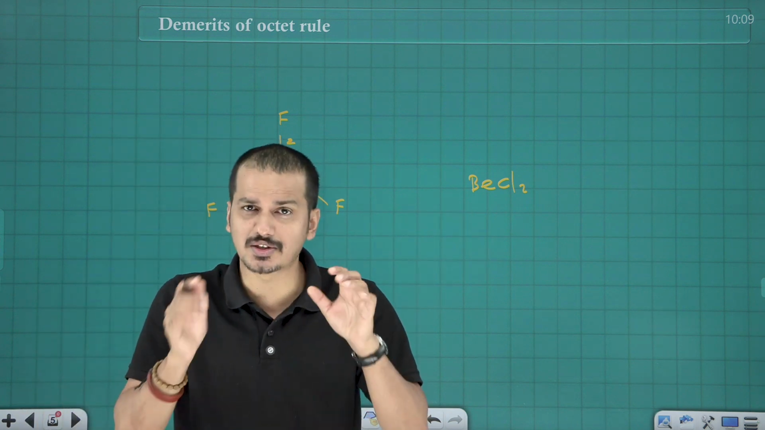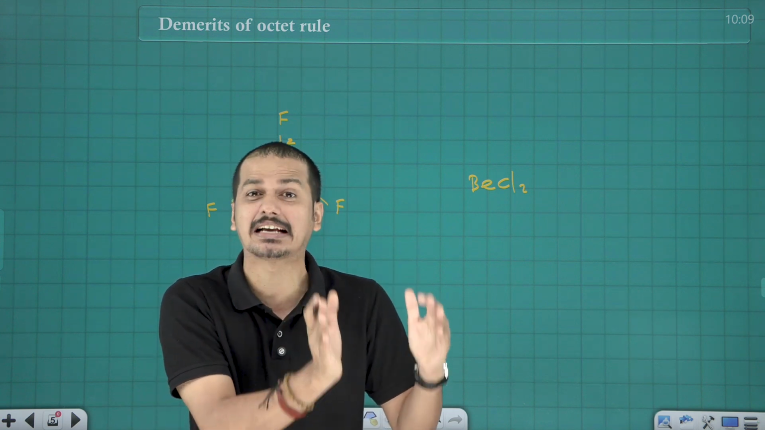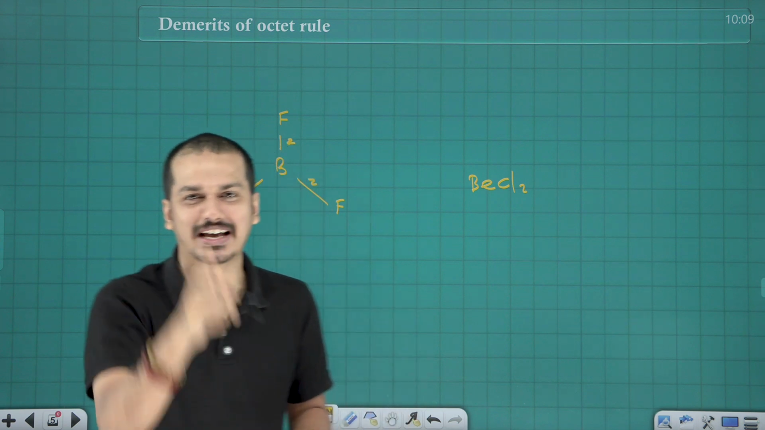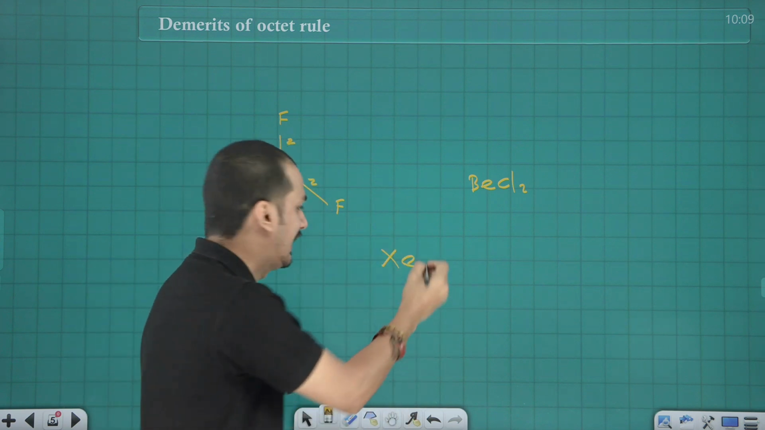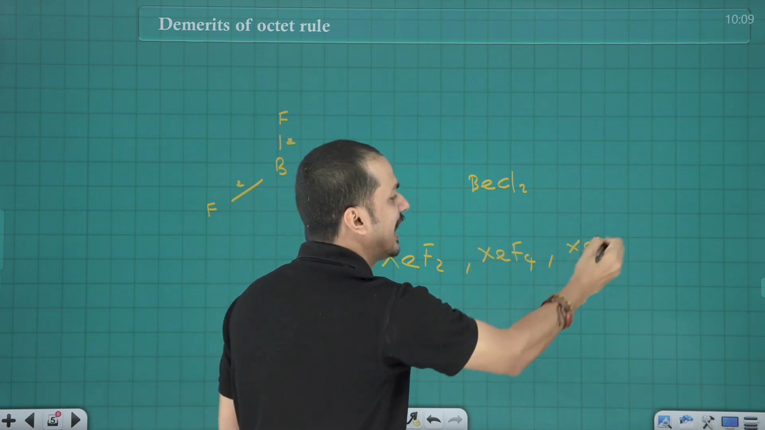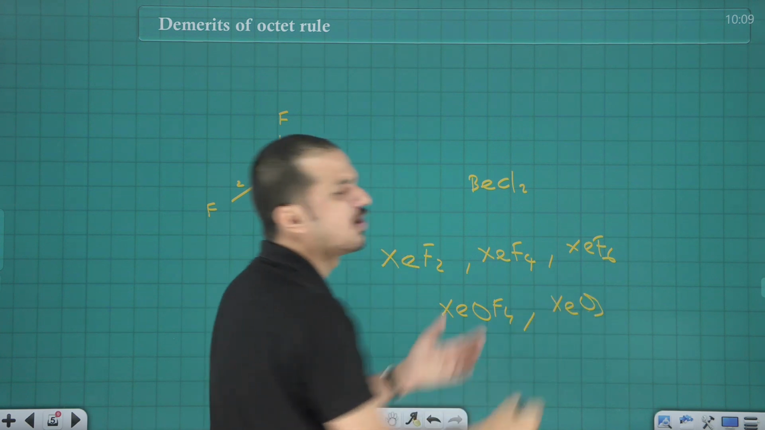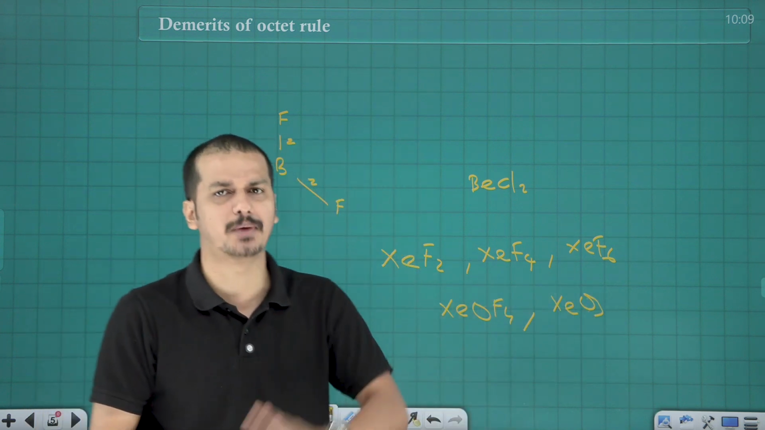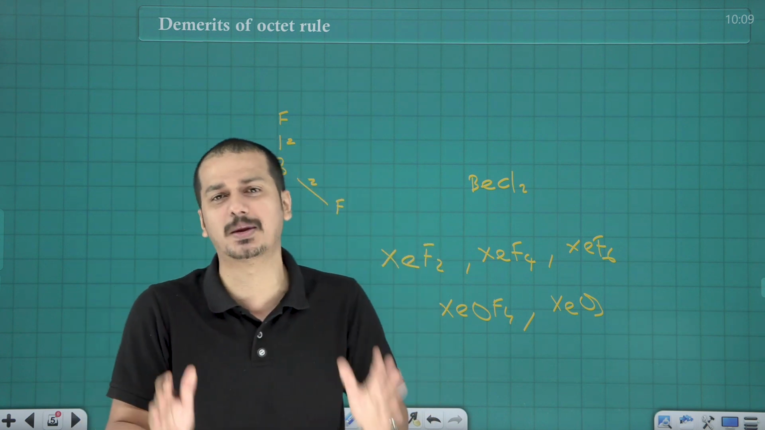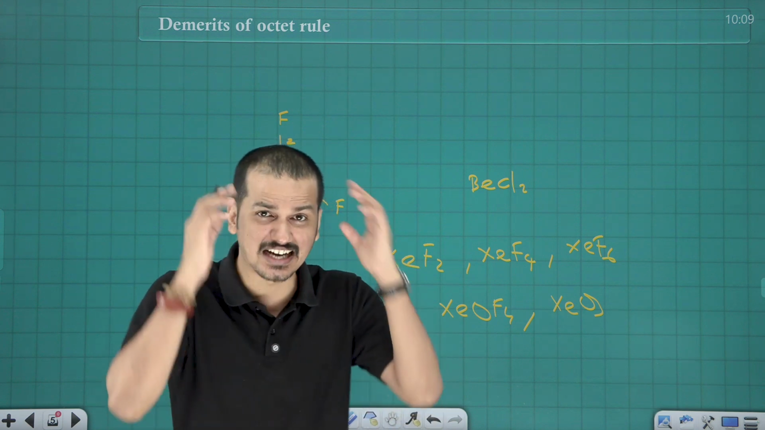Mainly Kossel and Lewis focused on this octet rule. Mainly they compared with noble gases, inert gases. But that inert gas itself, for example xenon, is forming compounds like XeF2, XeF4, XeF6, XeOF4, XeO3, so many compounds. That also it couldn't explain. Another main problem of the octet rule is that it couldn't explain the shape of the molecule. A lot of problems are there. Correct? That idea you have to go through.